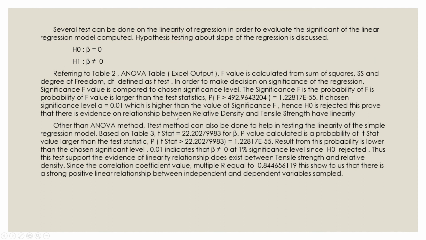Okay. When using both the ANOVA test and the t-test, we can conclude that the probability result is lower than the chosen significance level. Thus, this indicates that beta is not equal to 0 at the 1% significance level, so we can reject our H0. Thus, this test supports the evidence of a linear relationship between tensile strength and relative density, since the correlation coefficient, multiple R, equals 0.844. This shows us that there is a strong positive linear relationship between the independent and dependent variables.